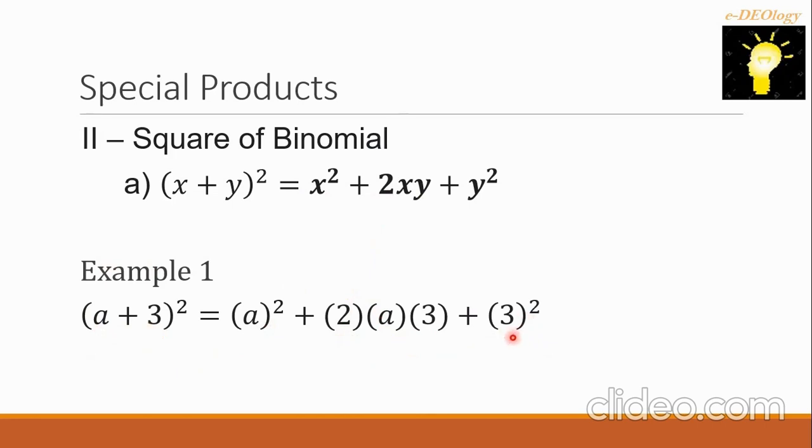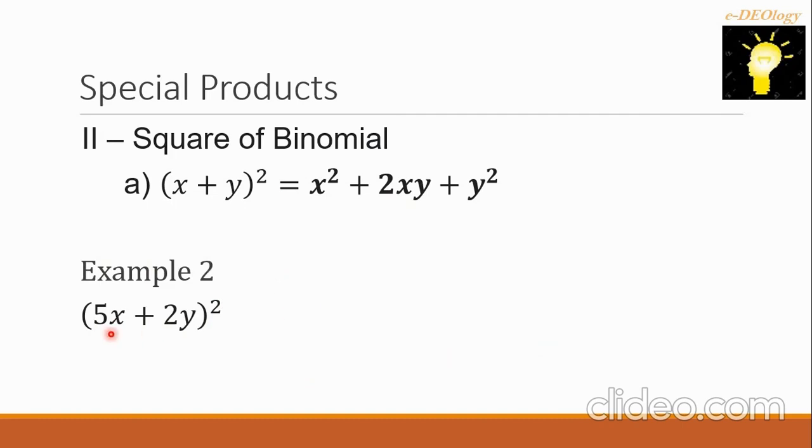And then we will simplify each term. So the a raised to 2 becomes a squared. The middle term, 2 times a times 3, becomes 6a. And the 3 squared is 9. So the final answer is a squared plus 6a plus 9.